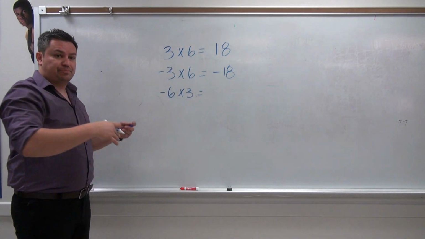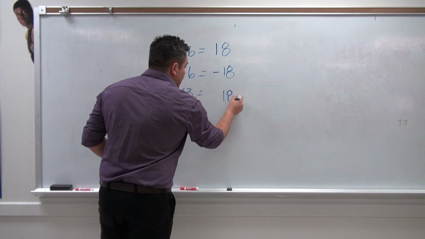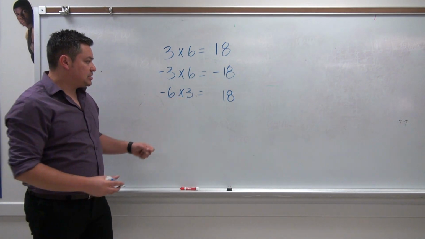So, 6 times 3. I'm doing the same numbers because I need you to understand. The answer is going to be the same number. Now we focus on the positive and negative. Now, a negative and a positive is going to be negative.